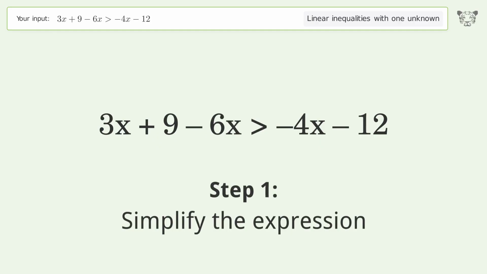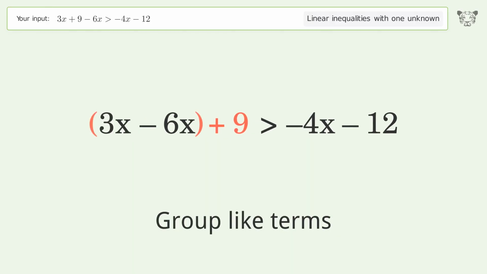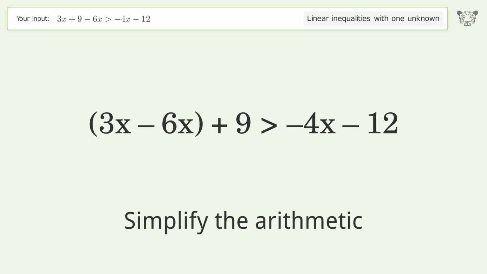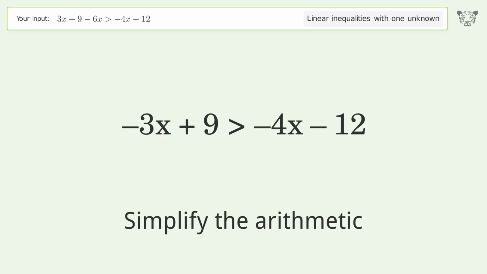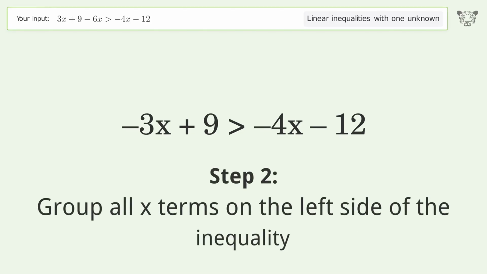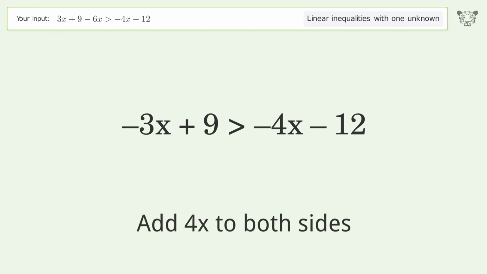Simplify the expression. Group like terms. Simplify the arithmetic. Group all x terms on the left side of the inequality. Add 4x to both sides.